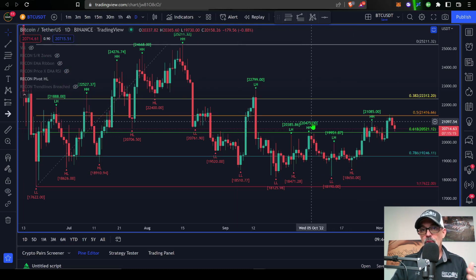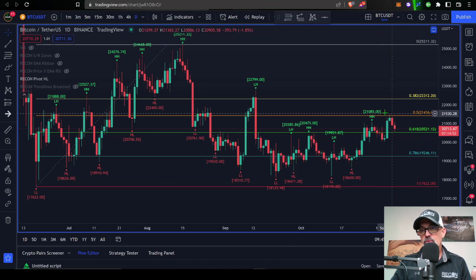Now, as far as support and resistance levels go, I will drop in my Fibonacci retracement levels, and you can see Bitcoin ran into resistance at this 50% Fibonacci level, which is coming in right around 21,400 or 21,500.